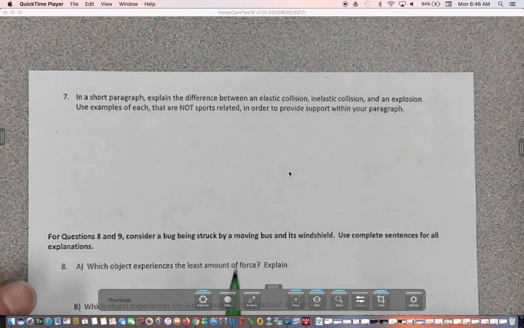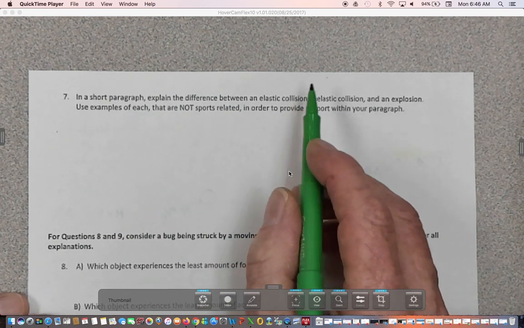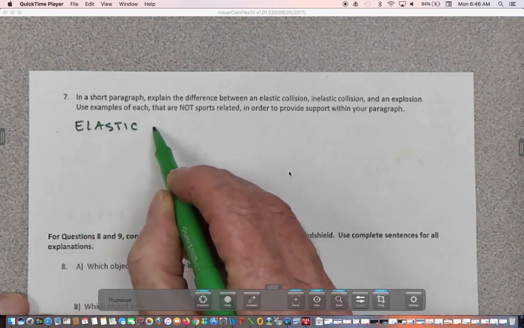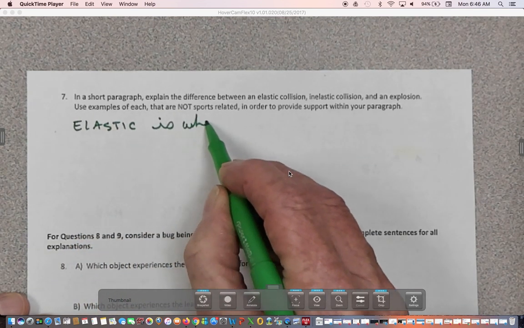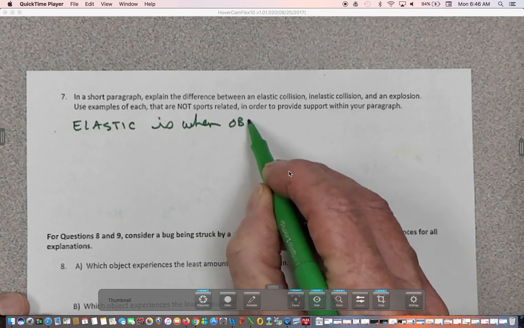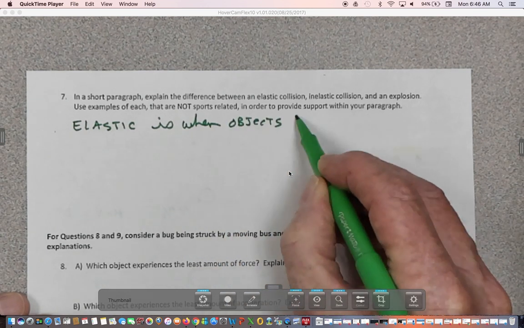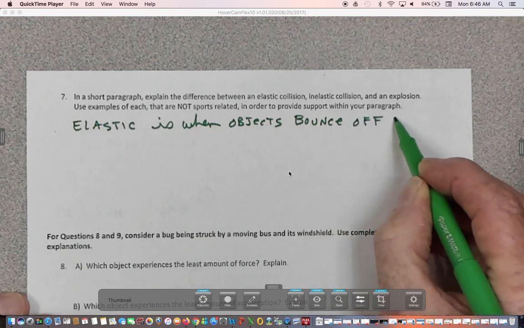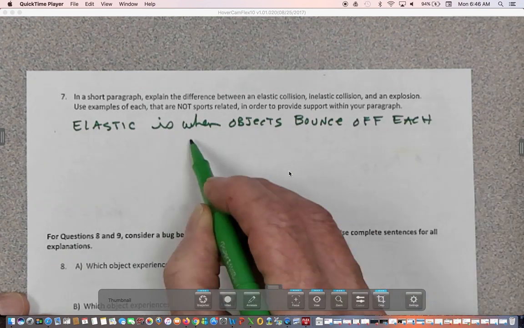We're going to be doing collisions this week, so this is a good introduction. An elastic collision is when objects bounce off each other.